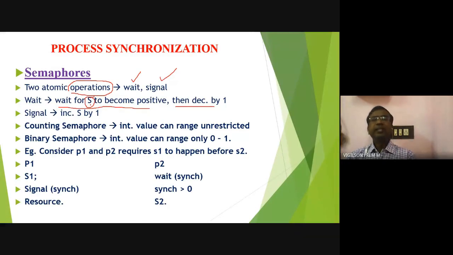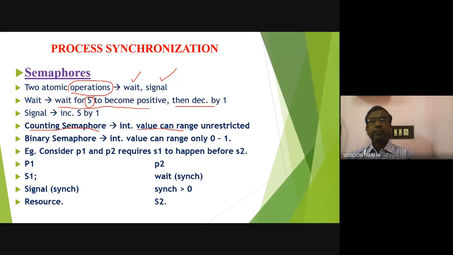Signal means incremented by 1, like producer and consumer. When the producer is doing the job, he will increment the counter value. The consumer will decrement the counter value. So signal means one process is coming, so the semaphore value is incremented. Wait means I'm asking other persons to wait and entering into the critical section, so that will be decremented by 1.